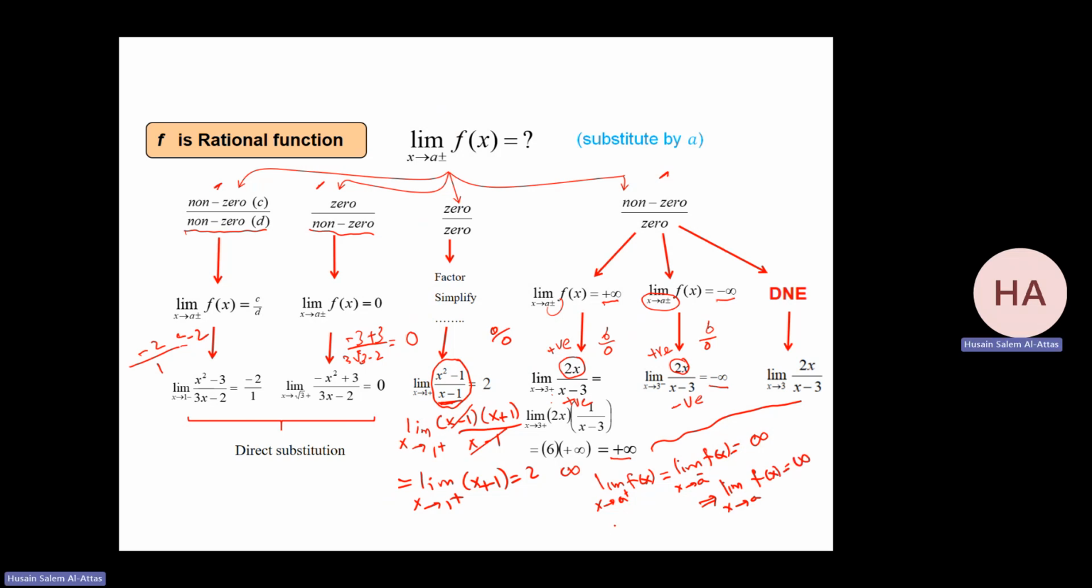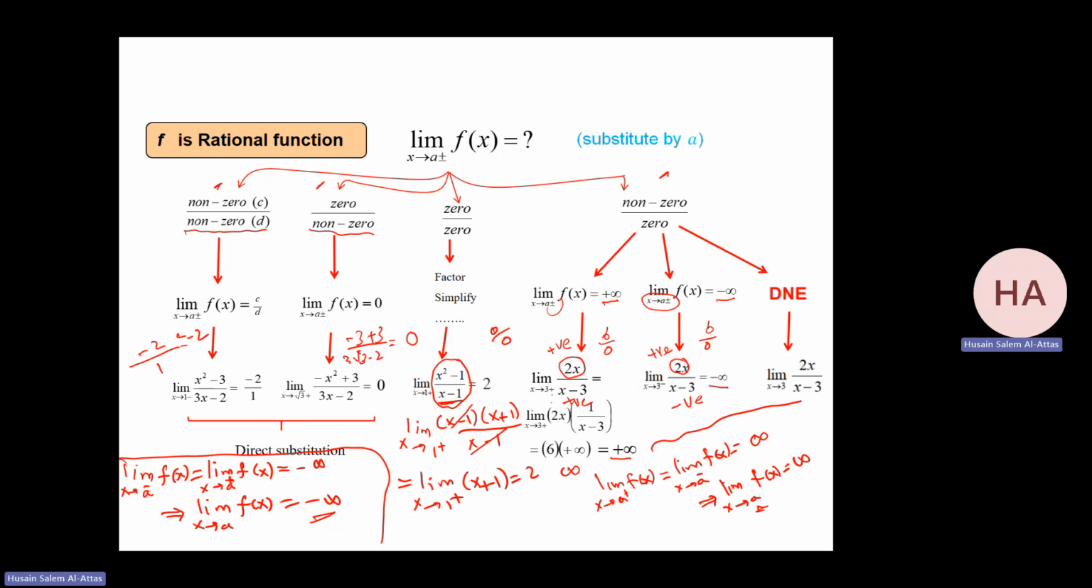Now, if the limit, let me write it here, sorry for that. If the limit as x goes to a from the left equals the limit from the right, and both of them are minus infinity, that means the limit as x goes to a will be minus infinity. So if both right and left go to infinity, the limit as x goes to a will be infinity. If both from left and right equal minus infinity, the limit as x goes to a is equal to minus infinity.